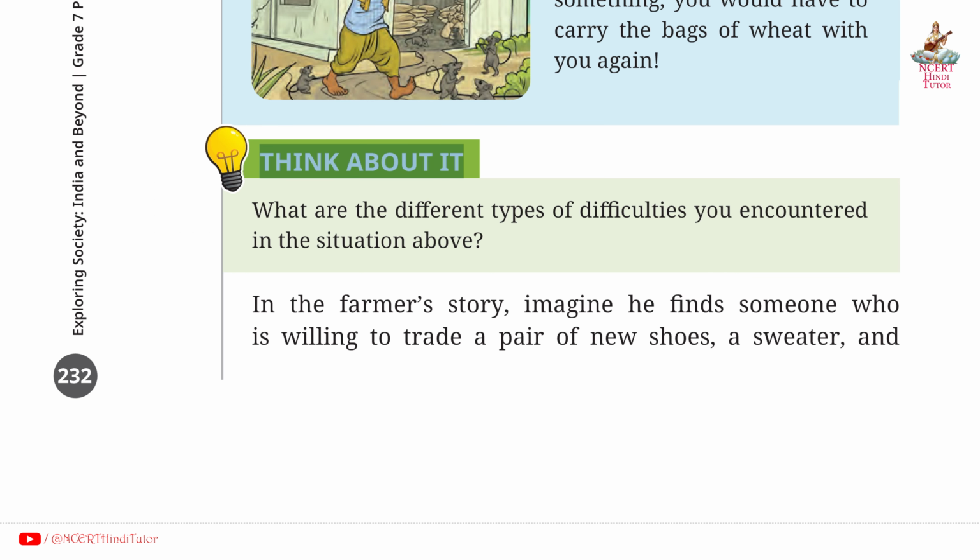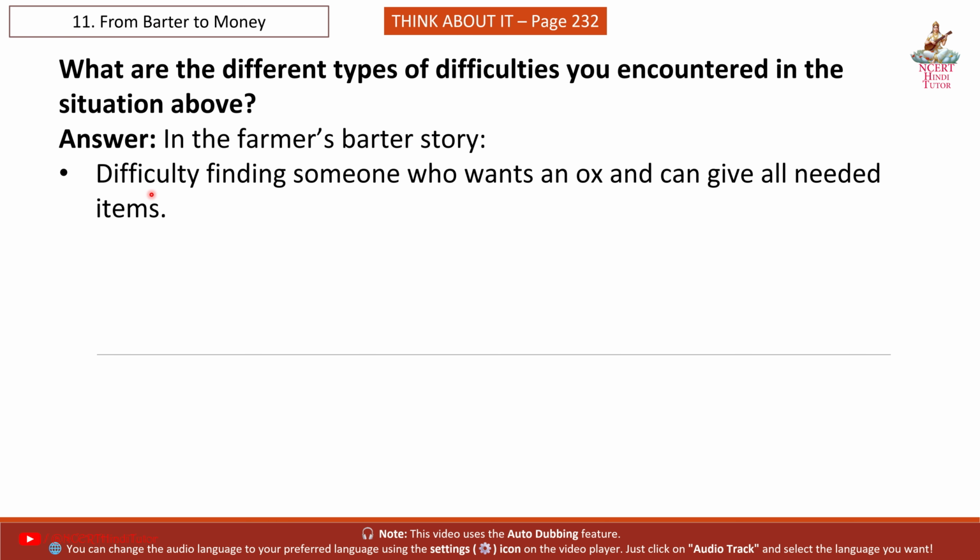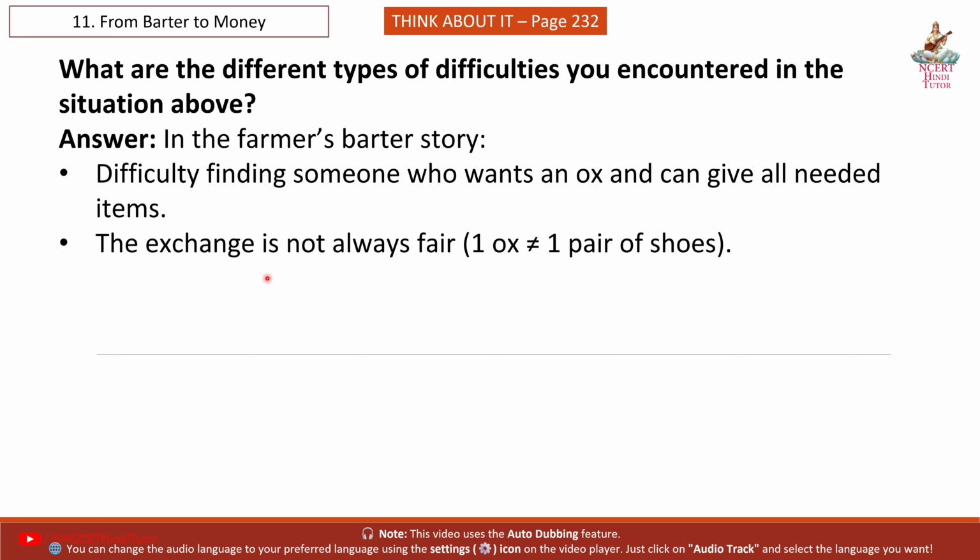Think about it, page 232. What are the different types of difficulties you encountered in the situation above? Answer. In the farmer's barter story, there is difficulty finding someone who wants an ox and can give all needed items. The exchange is not always fair. One ox is not equal to one pair of shoes.